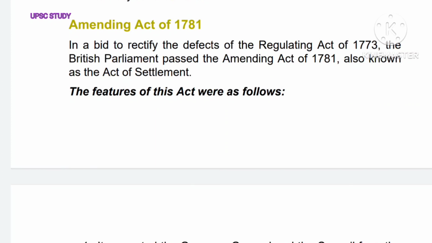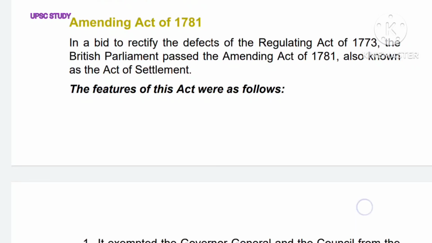Amending Act of 1781. In a bid to rectify the defects of the Regulating Act of 1773, the British Parliament passed the Amending Act of 1781, also known as the Act of Settlement. The features of this act were as follows.